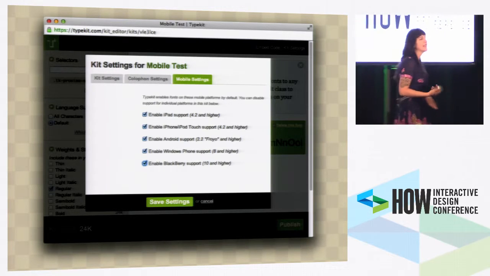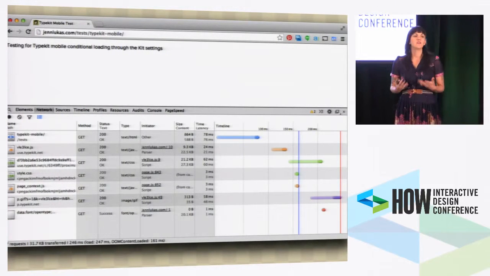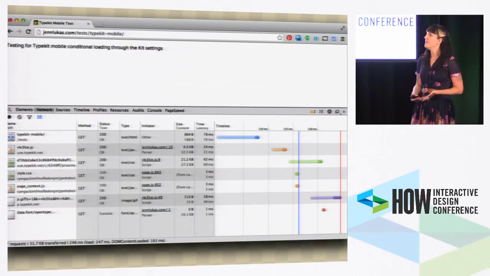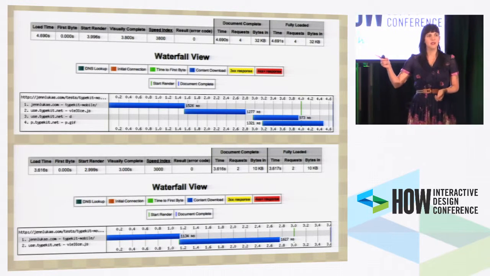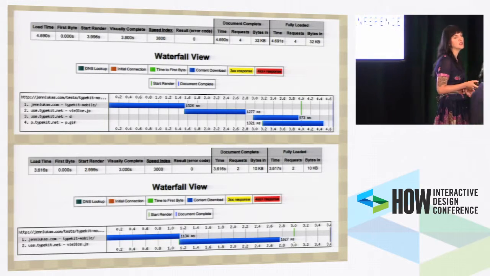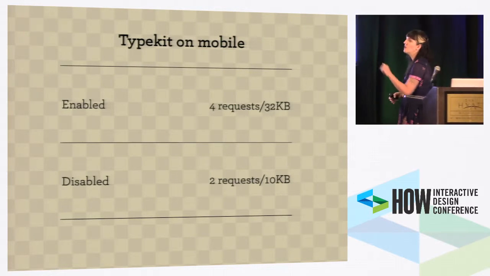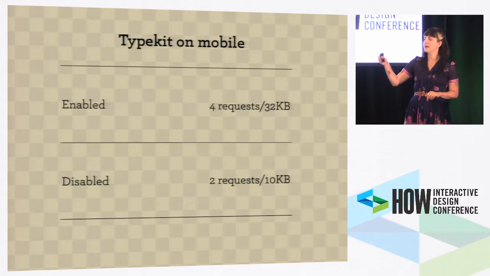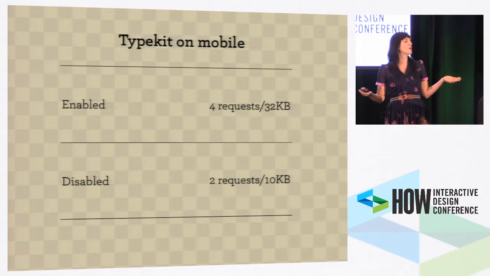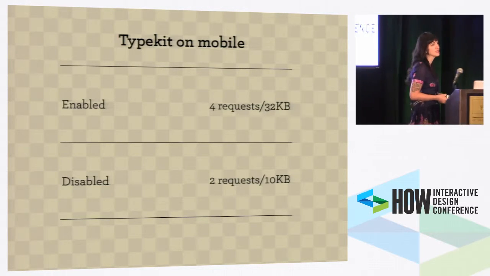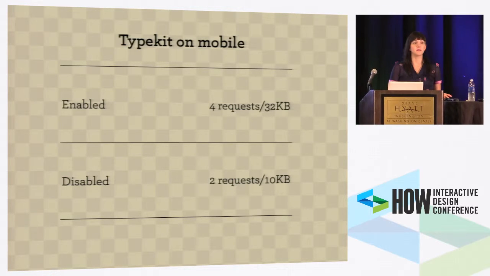I did a quick test to see how much of a difference this makes. I just loaded one weight of Proxima Nova onto a page, and by default, its weight was 32 KB. I then compared load times on iOS 5.1 on a 3G connection. What I found is when I disabled them, it went from 4 requests to 2, and from 32 KB to 10 KB. Again, this is just one weight, so imagine how this is going to go up when you have multiple weights and fonts on your sites. This is another thing to consider if you're getting really into how to optimize your sites.